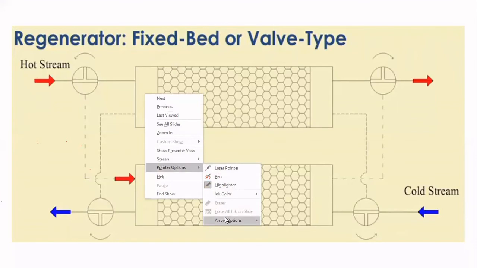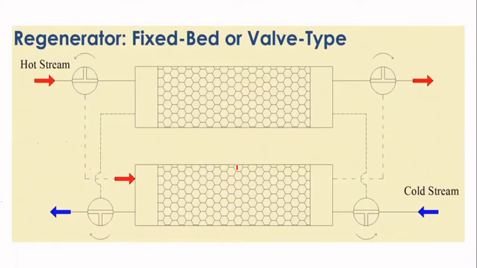Sir, now you are saying the mattress is cooling that water, and the mattress is getting heated. To cool it down, you are circulating cold water, sir. The aim is not to cool down the matrix. The aim is to heat up the cold stream.